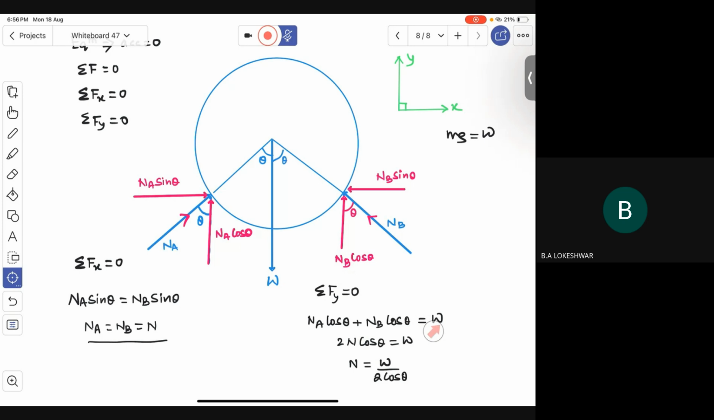And while making net force zero along x, I got to know that Na and Nb must be equal. Let's suppose they are N. So Na is N, Nb is N. So what did it become? N cos theta, N cos theta. So 2N cos theta, which is W. So how much is N? W by 2 cos theta. This is a better way, no? And this is a lot better than the earlier one.